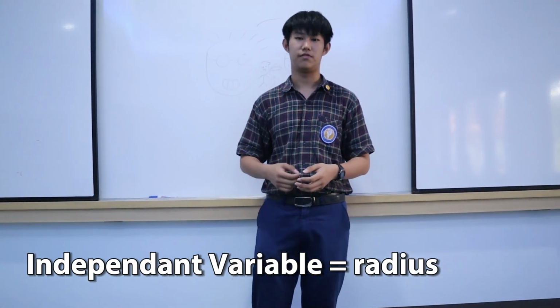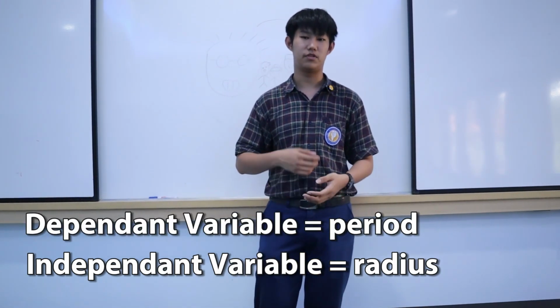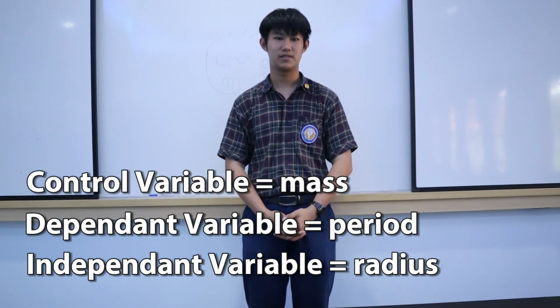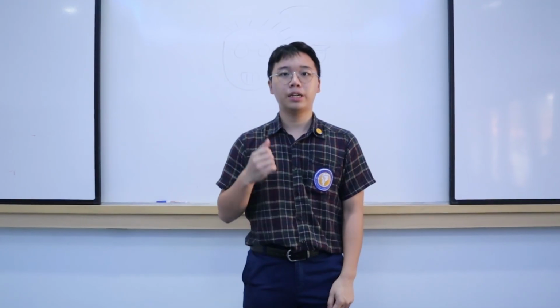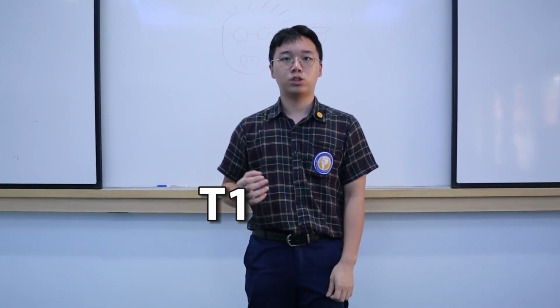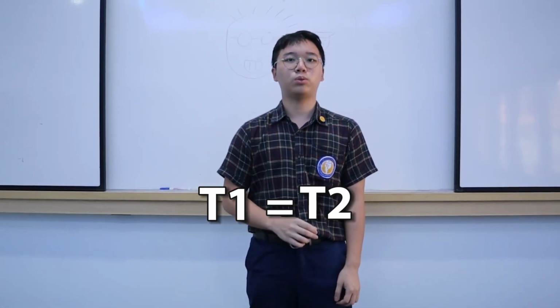Please note that in our experiment, the independent variable is the radius of rotation and the dependent variable is the period of rotation, while the mass of the load and stopper are kept the same as control variables. This means that our data will have 5 variables, namely radius, number of cycles, time, period, and period squared. To find the gravitational acceleration, we need to understand that the tension T1 due to the stopper is equal to the tension T2 due to the mass of the loads.